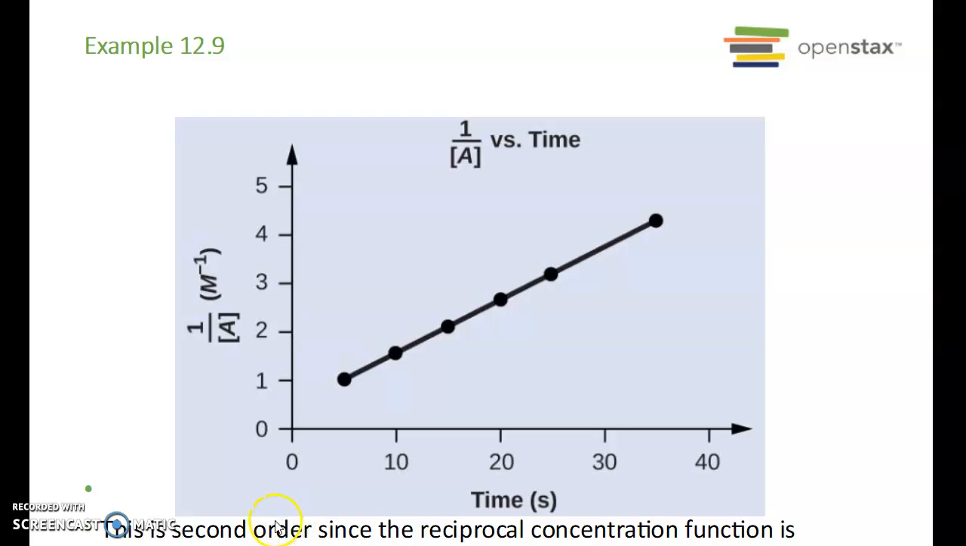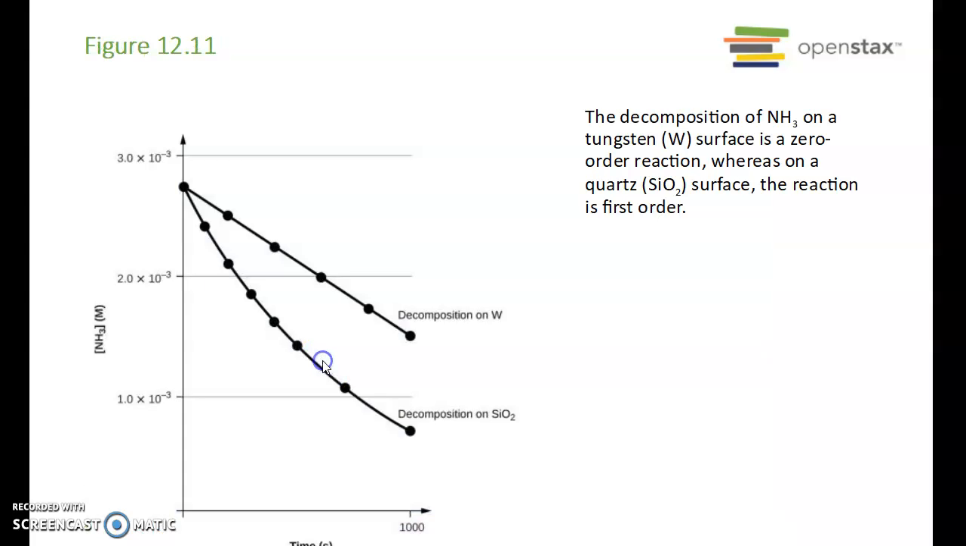The second order is the reciprocal function correlated with time. So it's 1 over the concentration versus time, giving you a linear relationship. It means that it's second order. And again, the slope of this line is your k value. Here you have two different decompositions. This is the decomposition of tungsten. This is the decomposition of SiO2. This is quartz. And this right here is not first order.